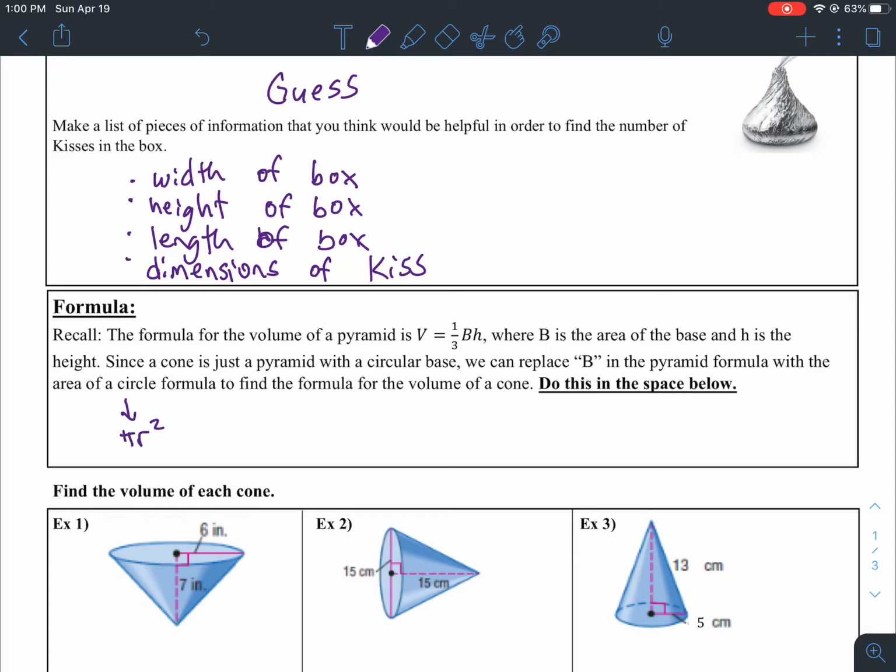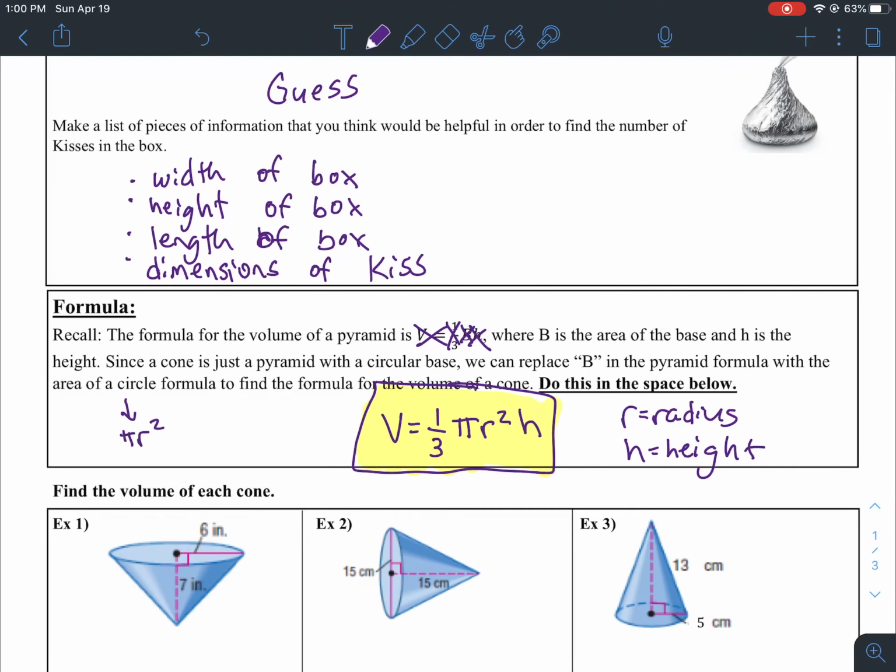So we're just going to rewrite our volume formula. We start out with V equals, volume equals, the 1/3 is still going to stay the same. But instead of capital B for area of the base, we know that's going to be pi r squared since the base is a circle. And then H, well, a cone obviously has a height. So this is our formula. If I want to know the volume of a cone, it's 1/3 pi r squared H, where again, r is the radius and H is the height.